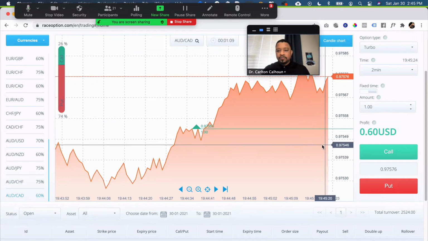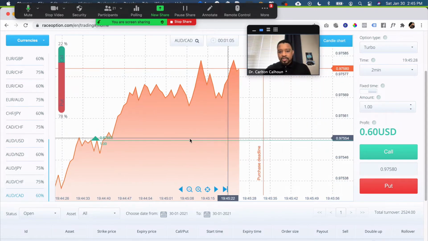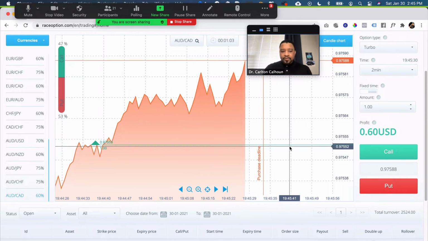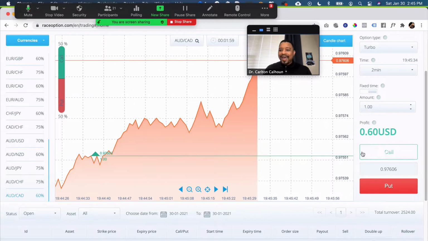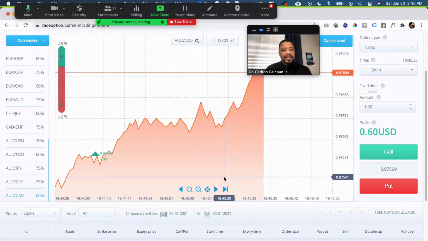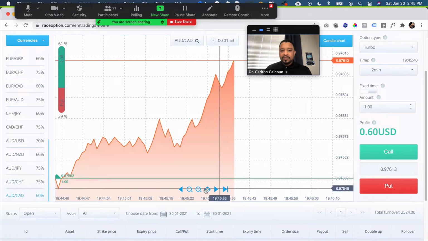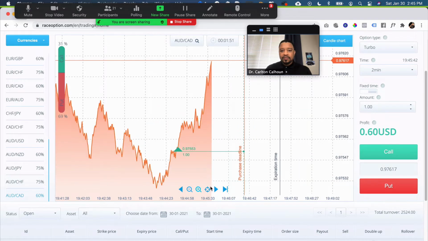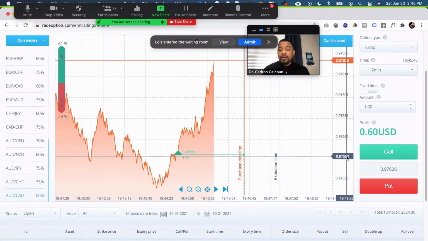Once I enter it, I go to see where I am. See, this green line is my strike price. As long as price is above this green line after 2 minutes, it does not matter how much above, we win that trade. So all you do is wait.